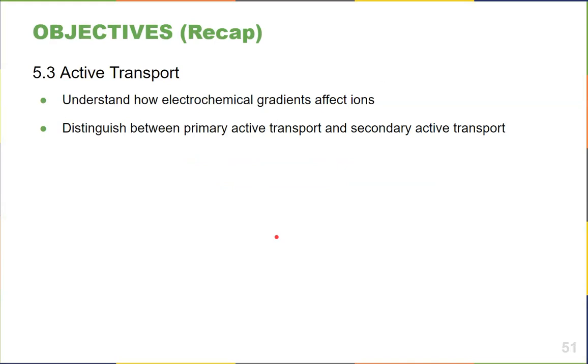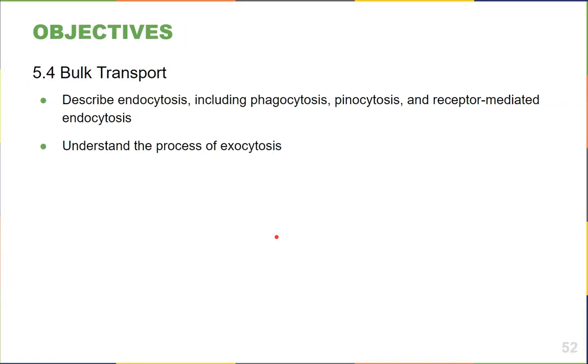So hopefully now you can describe what an electrochemical gradient is and distinguish between primary active transport and secondary active transport. All right, so bulk transport is our last little section here. We're going to talk about endocytosis and we will talk about exocytosis.